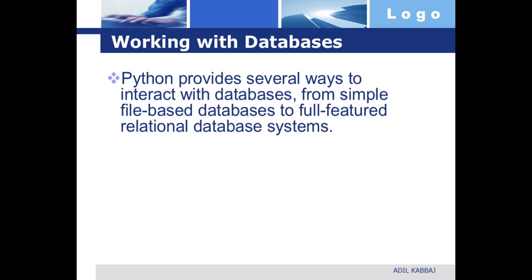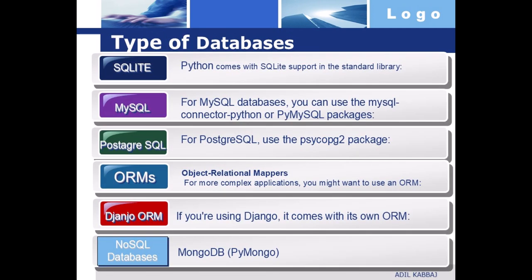Python offers various methods to interact with databases, ranging from simple file-based storage systems to complex relational database management systems. The approach depends on the type of database being used. In Python, databases can be categorized based on their structure, storage model, and usage. Here are the main types.